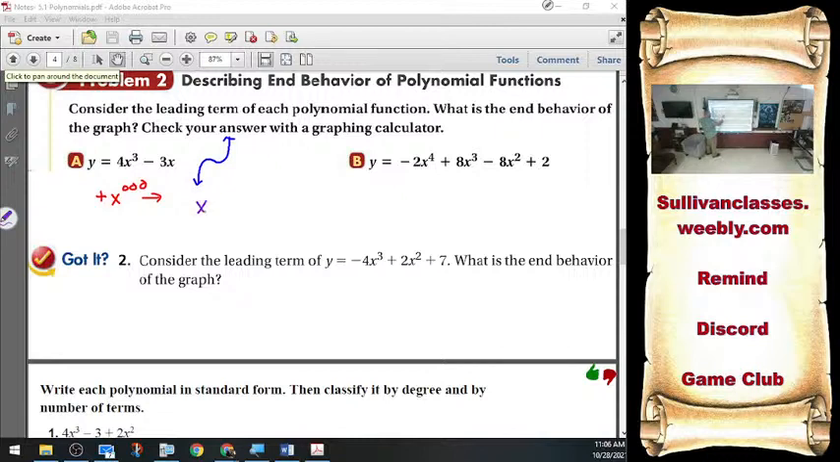I know that as x approaches negative infinity, my y's will go all the way down to negative infinity. I also know that as x goes all the way over to positive infinity, my y's will go up to positive infinity. That's how I'm going to write my end behavior. It looks goofy, but once you understand the symbols to it, it's not that big of a deal.